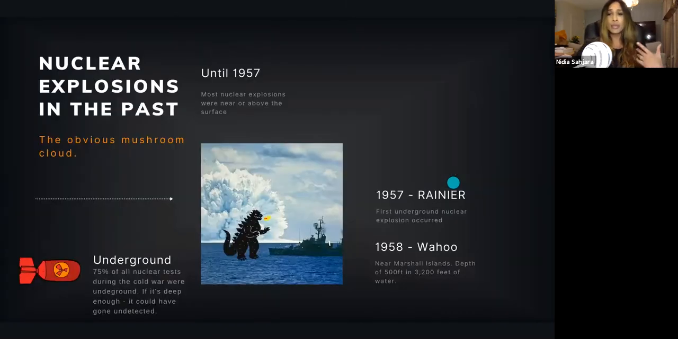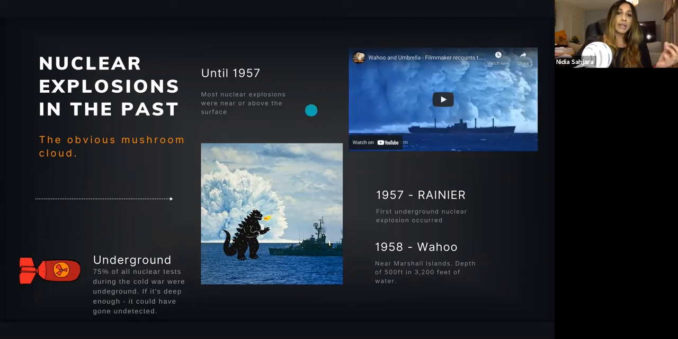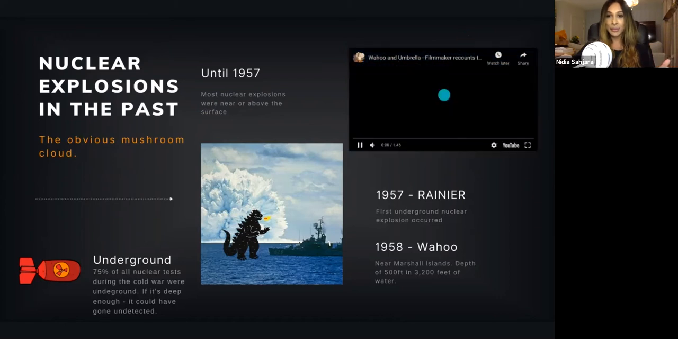I went on a bit about deterrence for a reason, and that's because right now you don't hear about nuclear explosions as much. So you may wonder, why do we even need to look at this? Let's first look at nuclear explosions in the past. When we think about this, we think about an obvious mushroom cloud, some gigantic explosion. I like to look at this video.